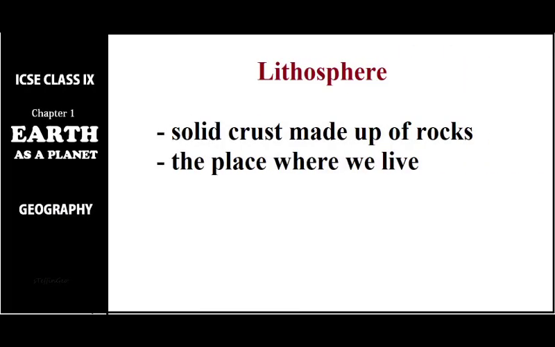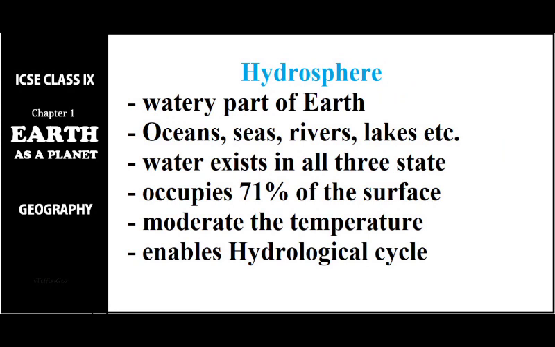Lithosphere is the solid crust which is made up of different types of rocks, and this is the place where we live. Hydrosphere is the watery part of the earth, right? The oceans, seas, rivers, lakes, then glaciers. Water exists in all three states: solid, liquid, gas. So all these are part of the hydrosphere, and it occupies 71% of the surface of the earth. Only 29% is land. The remaining 71% of the surface of the earth is occupied by the hydrosphere. It helps in moderating the temperature as well as in the hydrological cycle.